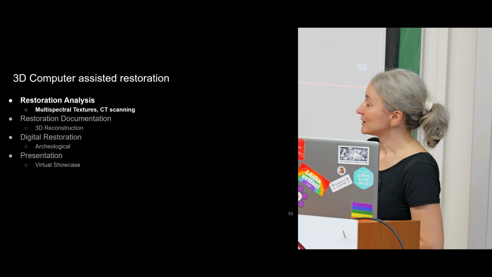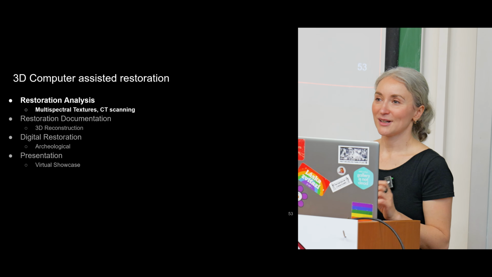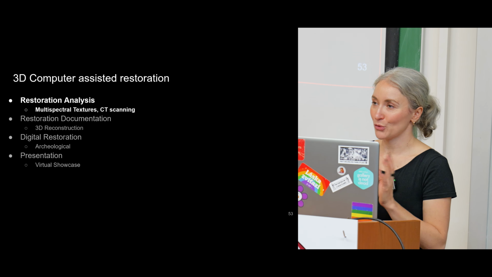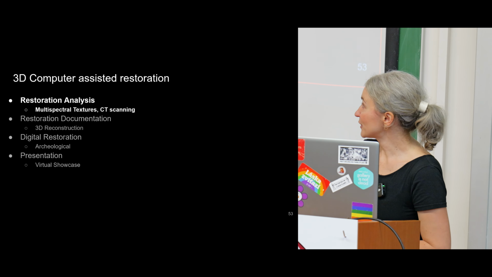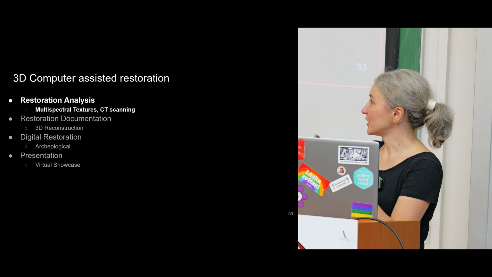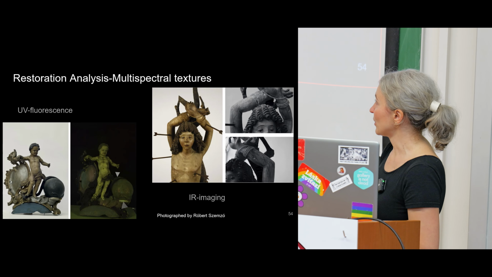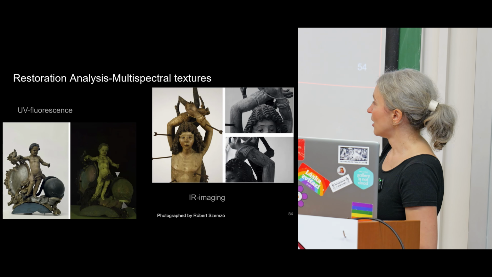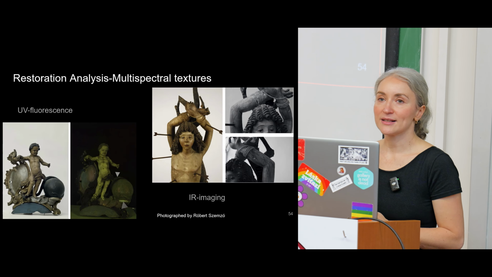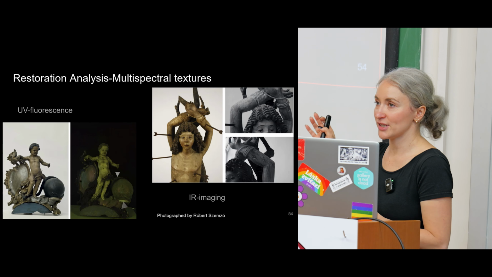Okay, so now we have our 3D reconstruction, so we can do some nice computer-assisted restoration with these 3D models. The first one is restoration analysis. In 2D, we were using these stain busters, and in 3D, we can help with some multispectral textures. Doing infrared imaging and UV fluorescence imaging is not novel at all in restoration. They have been used for ages.